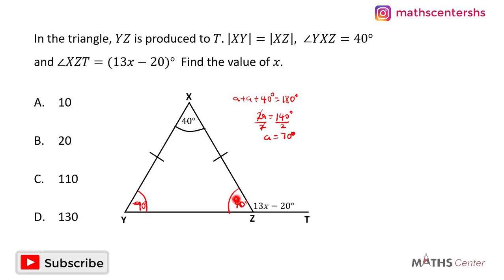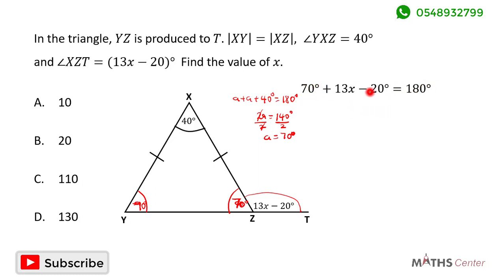Now we can see that the 70 degrees angle formed here and the angle XZT, which is this angle, that is given to us as 13x minus 20, are angles on a straight line. From plane geometry, we know that angles on a straight line sum up to 180 degrees. So 70 degrees plus 13x minus 20 degrees will give us 180 degrees.